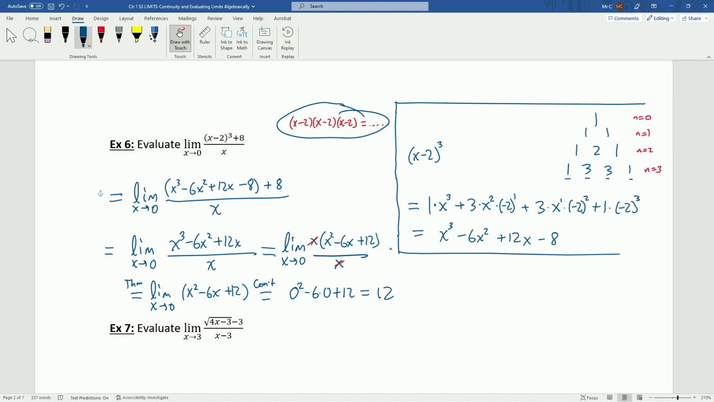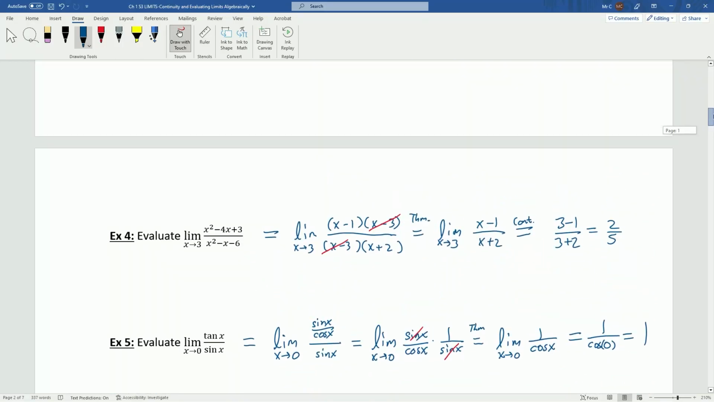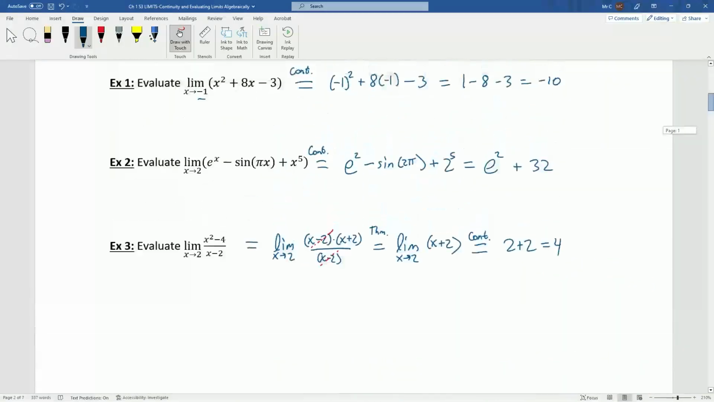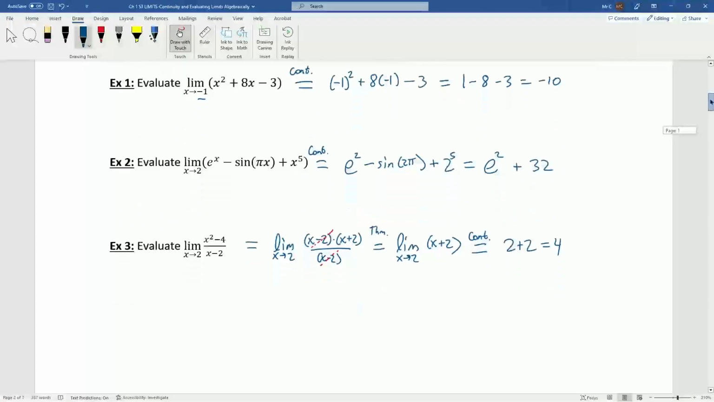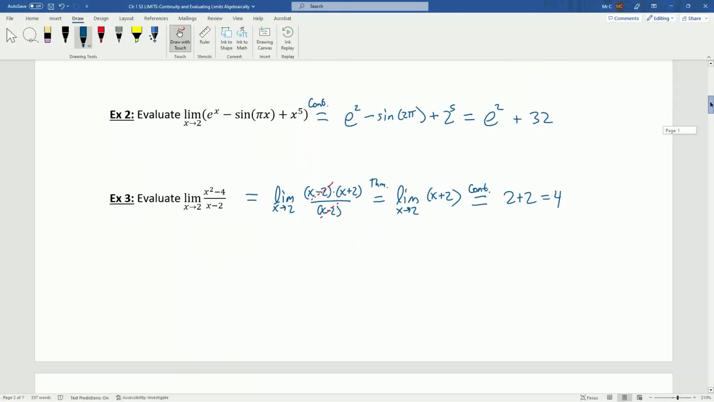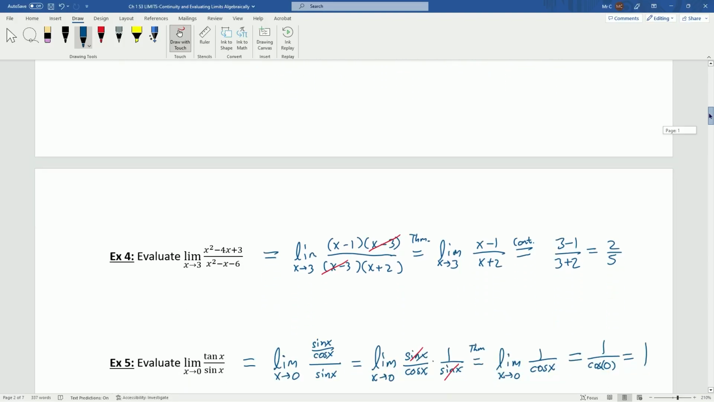So to recap, I just want to reinforce this idea. Our goal here, evaluating these things algebraically, for the vast majority of problems is, if the function's continuous, just plug in, and if it's not continuous, find a way algebraically to get an equivalent function that is continuous. So the function only differs at the point where the discontinuity is.